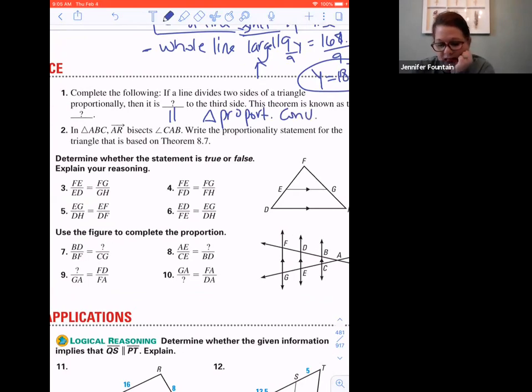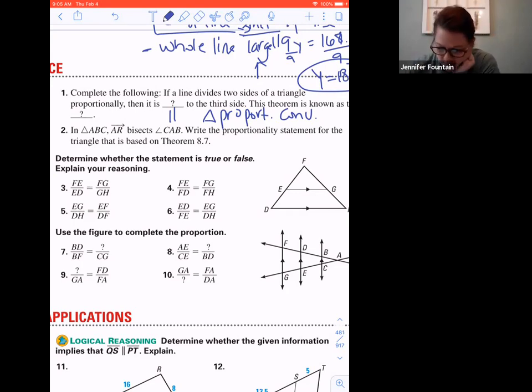Okay, so we said if the line divides the two sides of the triangle proportionally, then we have parallel lines, whereas the triangle proportionality theorem says if I have two parallel lines, they divide my sides proportionally. So this is the flip-flop of that. So this is the converse.